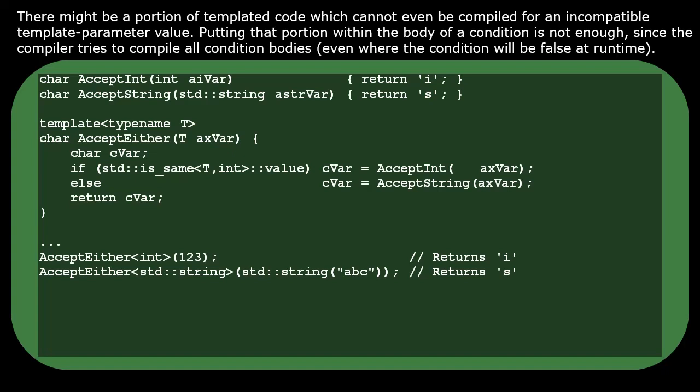But the specialization for int cannot successfully compile this call to accept string, and the specialization for string cannot successfully compile this call to accept int. What we need is conditional compilation, where one or the other of accept int or accept string is not even compiled. But we can't use the preprocessor because it knows nothing about a template parameter's specialization.